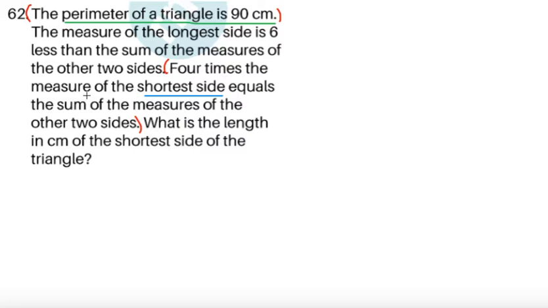So 4 times the measure of the shortest side. Now, let's make the shortest side be S. And then let's just make the other 2 sides B and C. It doesn't really matter. So I'm just going to make S for shortest. So 4 times the shortest side equals the sum of the measures of the other 2 sides. So just B plus C. Now, what's nice about this is that B plus C can be written in terms of S because of the fact that the perimeter of the triangle is 90.